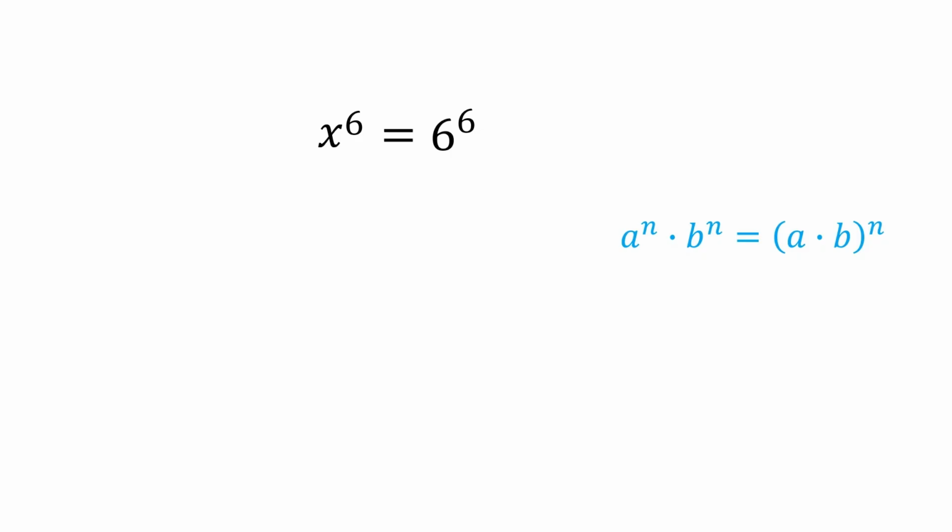So let's move everything to the left-hand side. Subtract 6^6 from both sides. Now the right-hand side becomes 0, and that gives us something much more useful. x^6 - 6^6 = 0. Now we're finally in a position to start factoring.